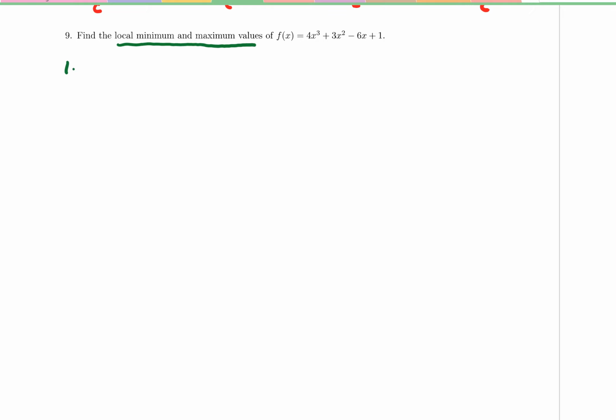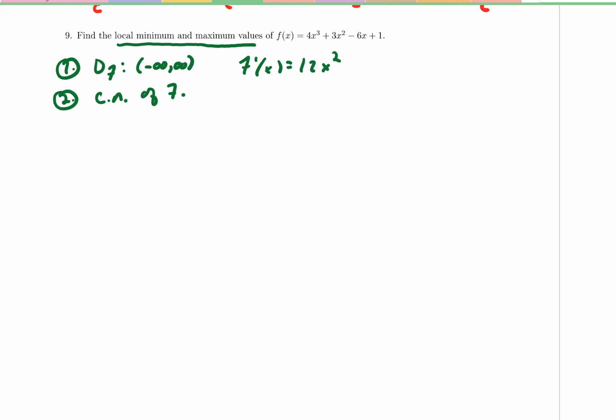The first thing we're going to do is get the domain of f. The domain of f in this case is all real numbers. That's really nice. The second thing we're going to do is find the critical numbers of f. So let's go ahead and find f prime of x. We're finding the first derivative. We get 12x squared plus 6x minus 6.